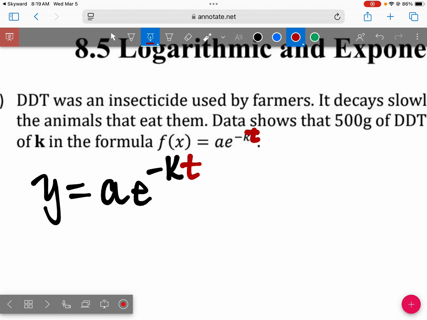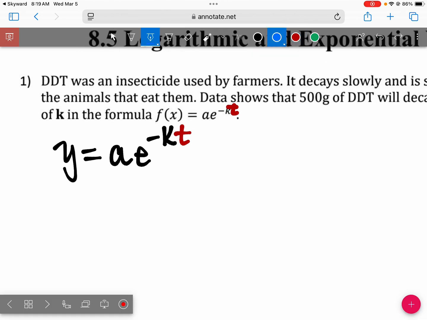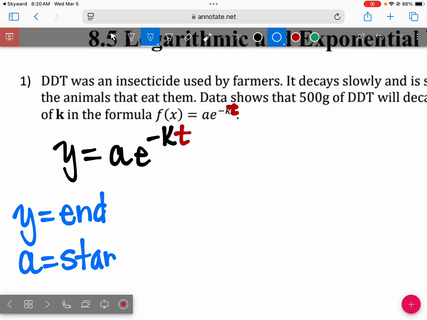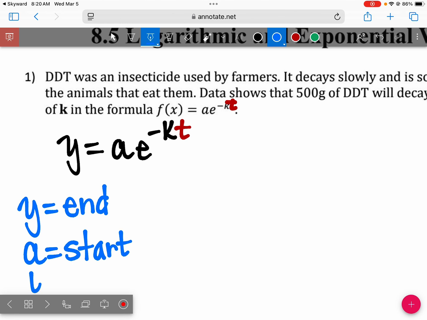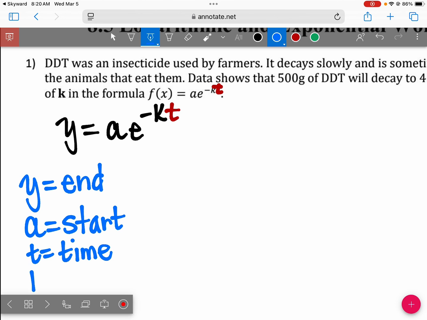Okay, so this formula, we're going to use for number 1 and 2. So let's talk about this formula. In this formula, Y is your ending amount, A is your starting amount, and T is time. The K represents a constant that we're trying to find. And K is a constant that is only for DDT.